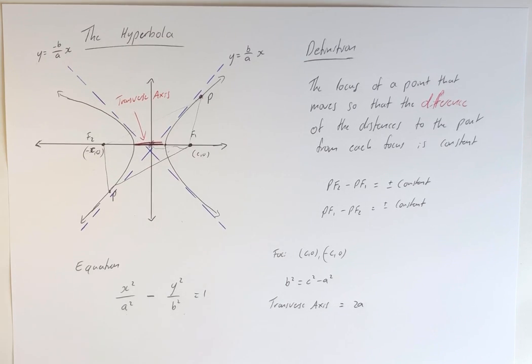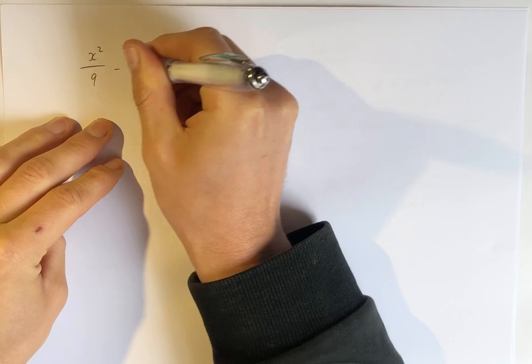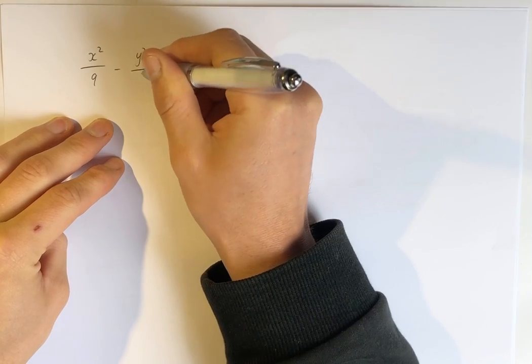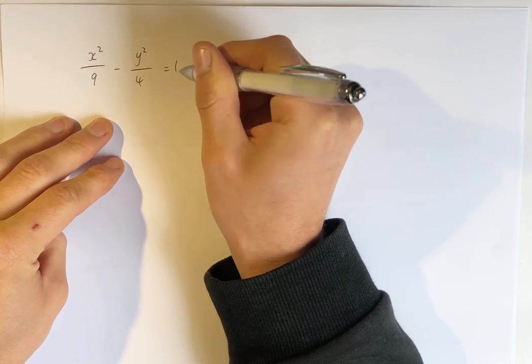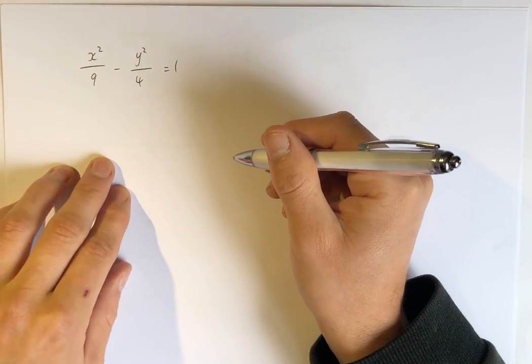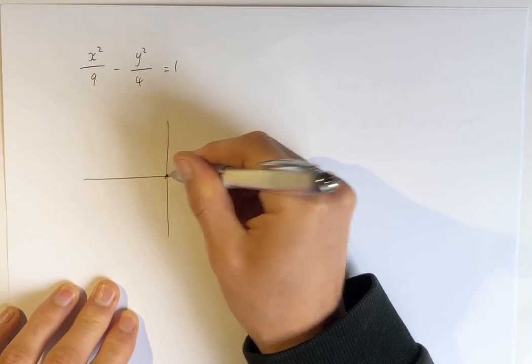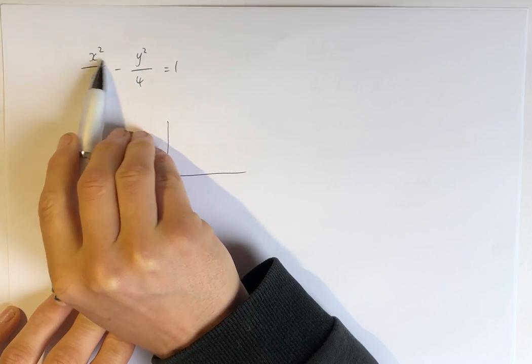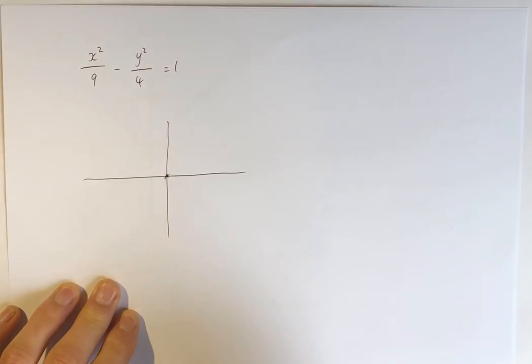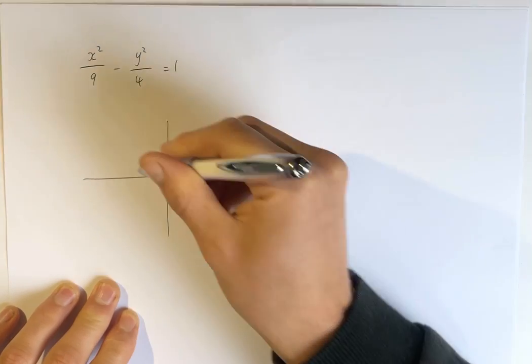So let's go ahead and look at an example. So let's say we're looking at x squared over 9 minus y squared over 4 equals 1. So if we were wanting to draw this, well, it's centered at the origin. There's no movement, there's no constants being added to the x or y in this equation. So it's just going to look like this, and arrows because it goes on forever.